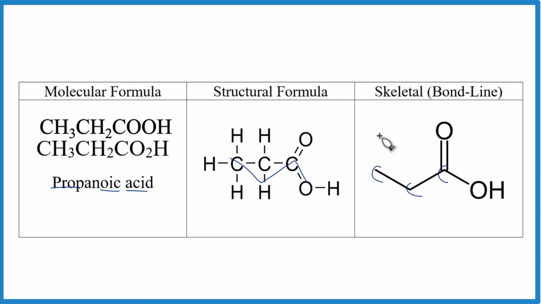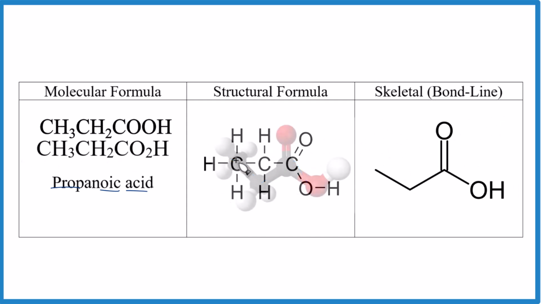So you can see each carbon is going to have 4 bonds. 1, 2, 3, 4. 1, 2. We'd have hydrogens here. And then 1, 2, 3. But we don't write the hydrogens or the carbons for the skeletal or bond line formula. And we also don't draw lone pairs on the oxygen atoms either, since those can be inferred from the structure here. Let's put a molecular model on top, see what that looks like.